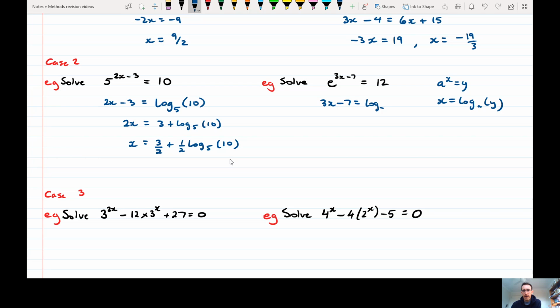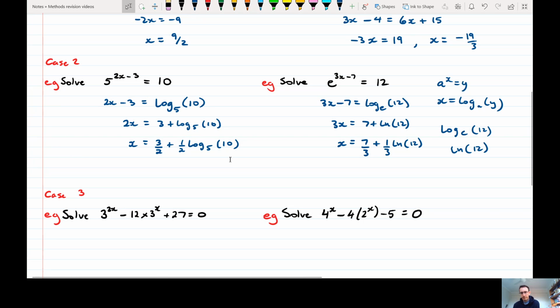You have log base e, which, don't forget, you can write as ln. So I'll do that from this point on. And you get 3x equals 7 plus ln of 12. That's our natural logarithm, of course. And divided by 3 will give you x equals 7/3 plus 1/3 the natural logarithm of 12.